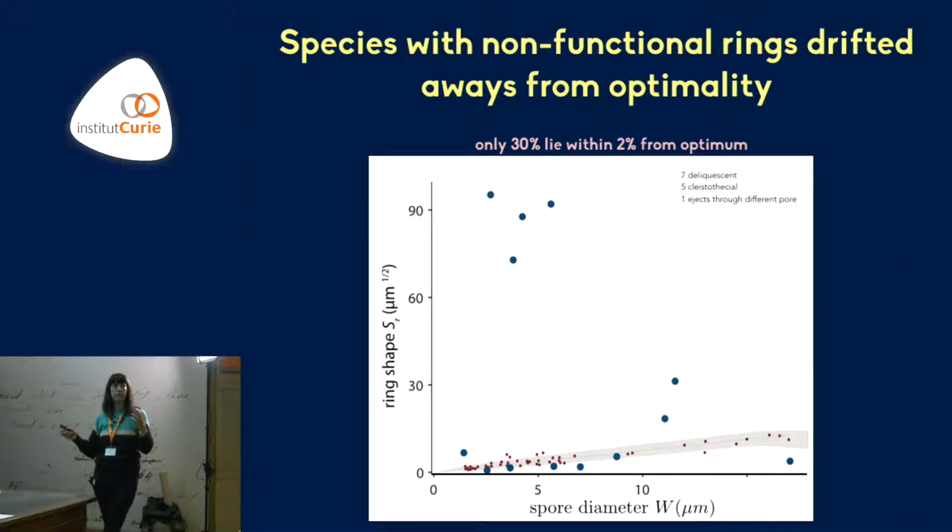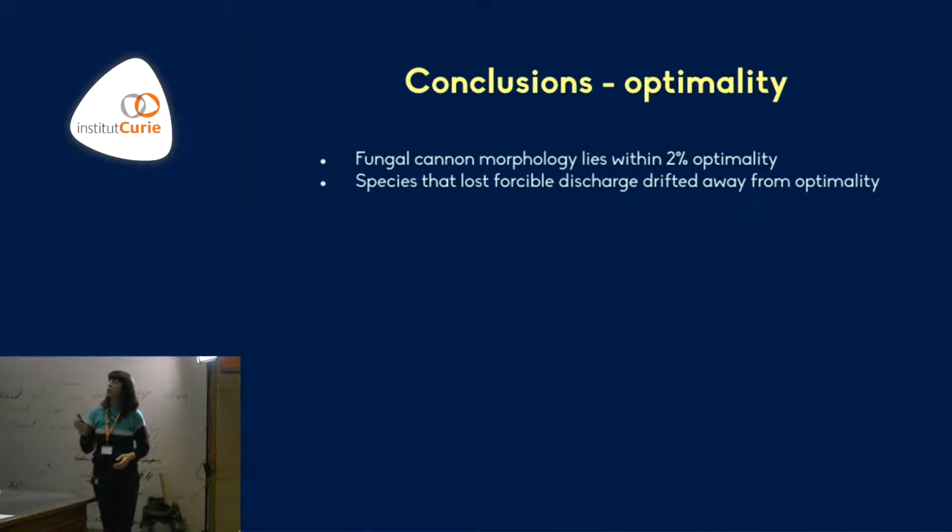You can do things with this data, like you can plot how far they are from optimality depending on the last ancestor that you know of that had a still functional ring, and it sort of correlates. You can do other things that I'm not going to show, but the bottom line is this is consistent with the idea that evolution kept the species close to optimality, and it's not a random phylogenetic constraint or anything like that.